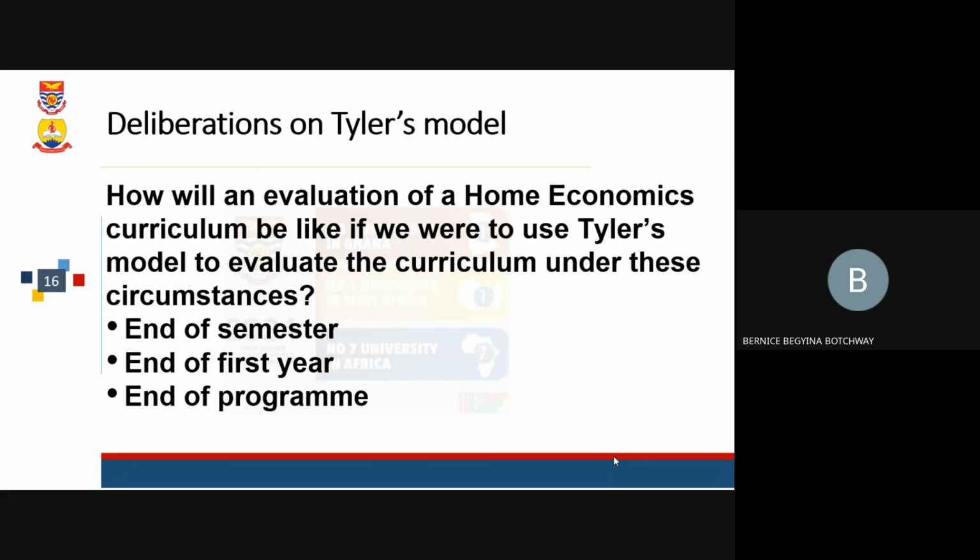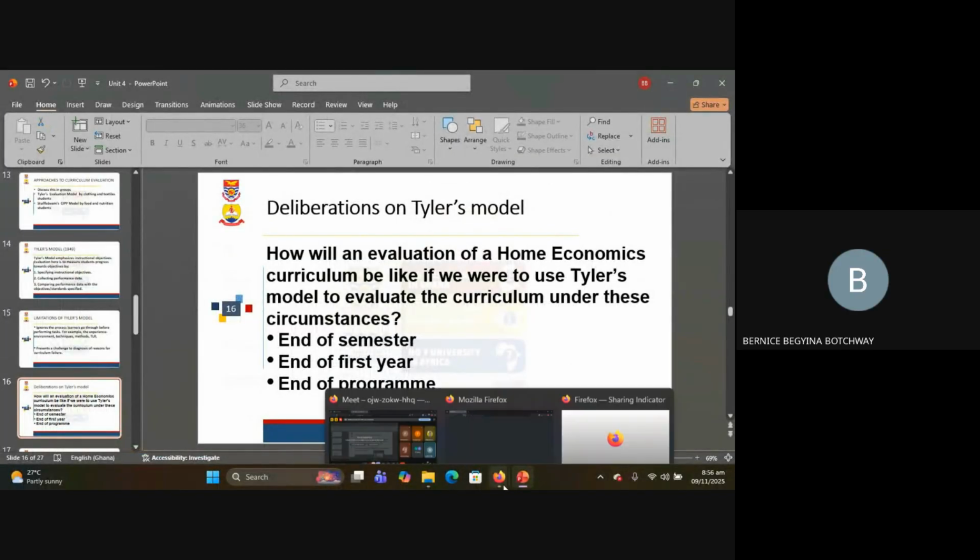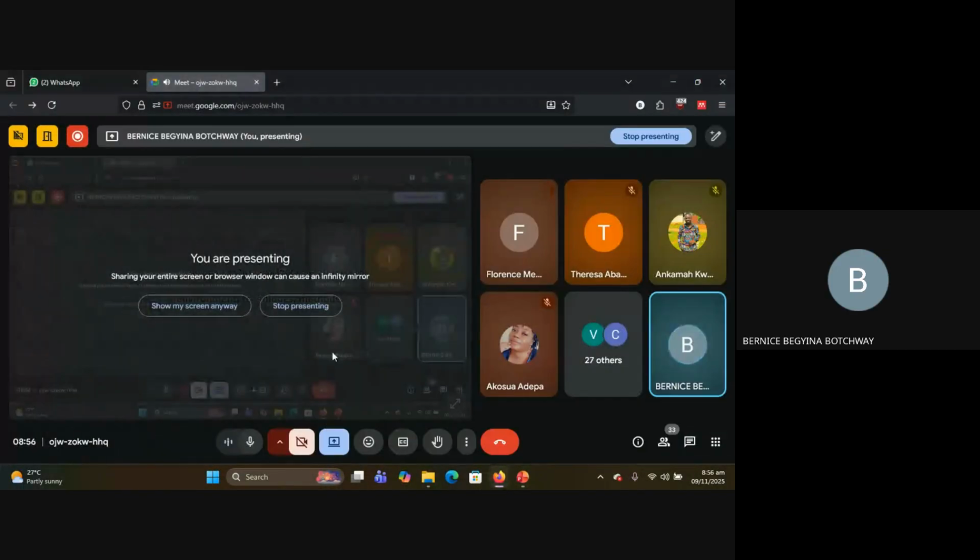Are you with me here? Yes, madam. Okay, so that's what Tyler's model is telling us. Do you have any question on Tyler's model? All right, then let's move to the Stufflebeam.